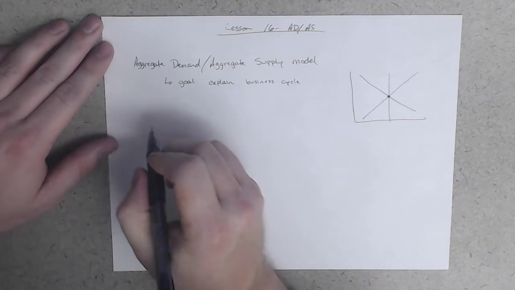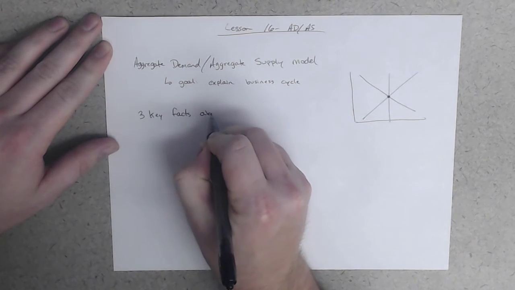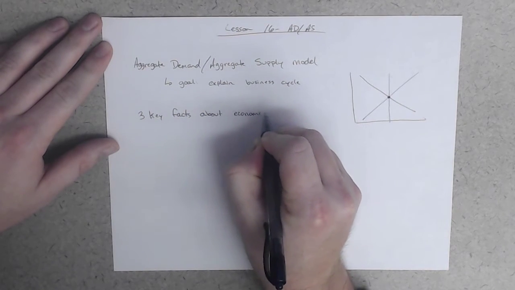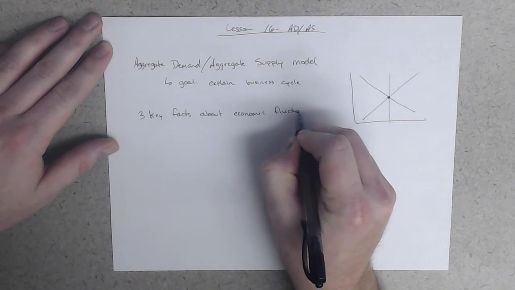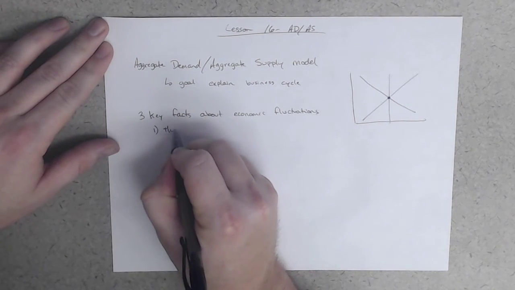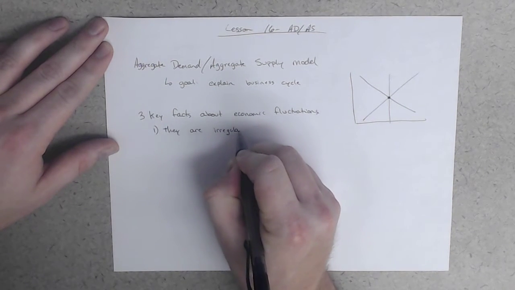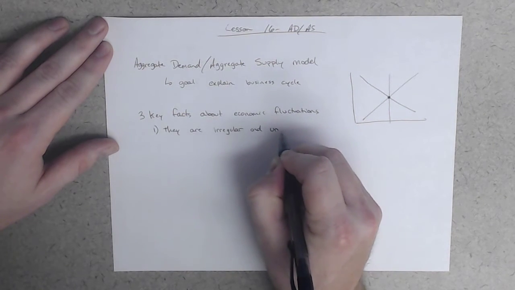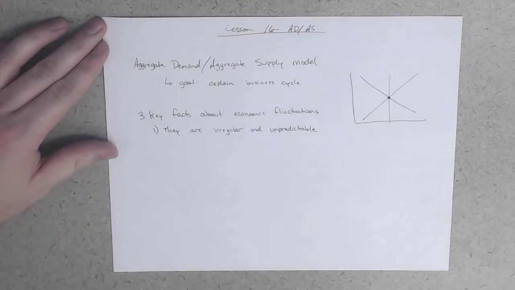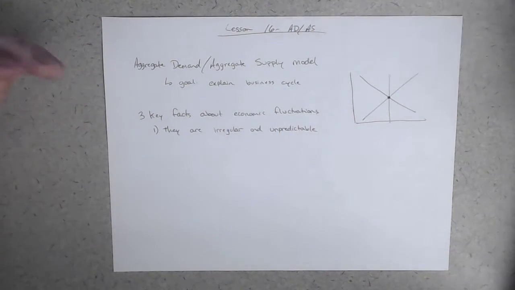Now, there are three key facts about economic fluctuations. The first one is that they are irregular and unpredictable. Okay, so let's go through that one.